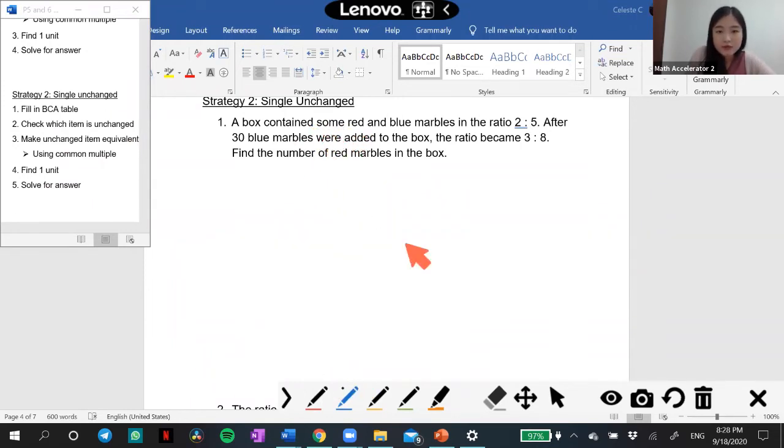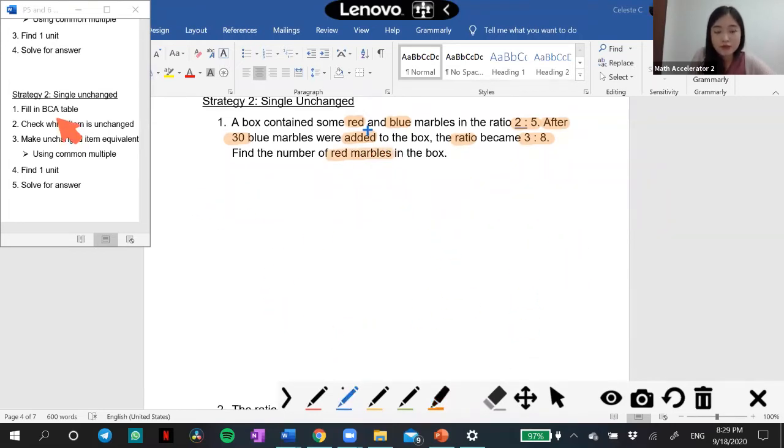So you have a box containing red and blue marbles in the ratio 2:5, red is to blue. After 20 blue marbles were added to the box, added means you plus, the ratio becomes 3:8. Find the number of red marbles in the box. Okay, they want red marbles.